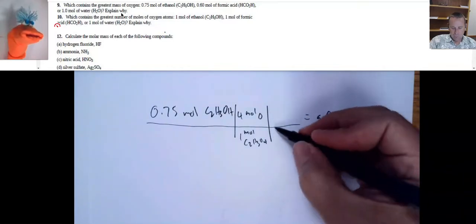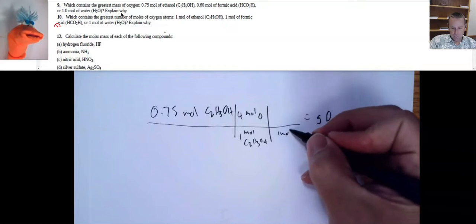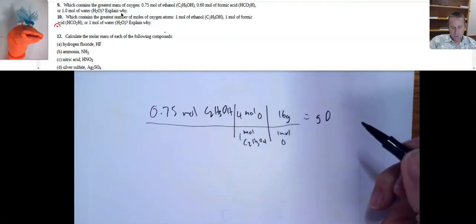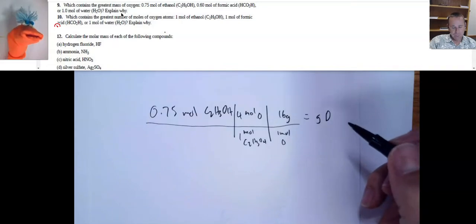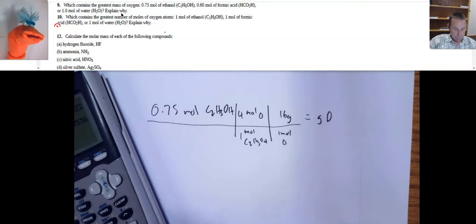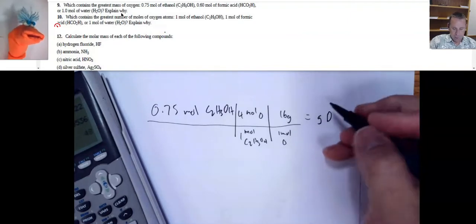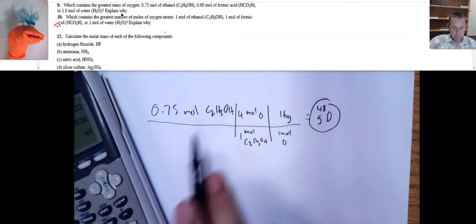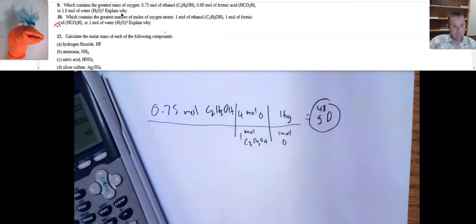And then for every mole of oxygen atoms, I could say I have 16 grams of oxygen atoms, right? So I have my 0.75 times 4 times 16, and that means I have 48 grams of oxygen in 0.75 moles of ethanol, okay?